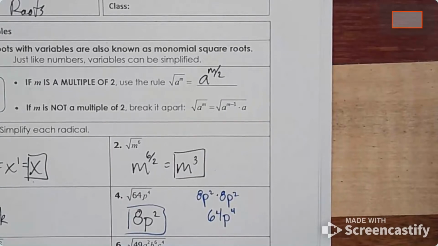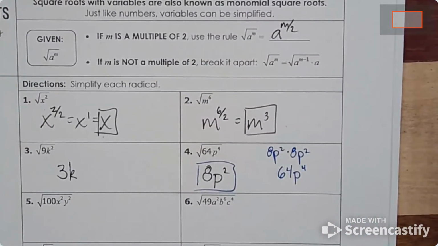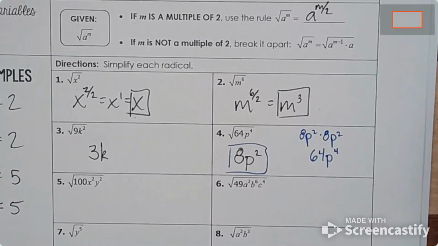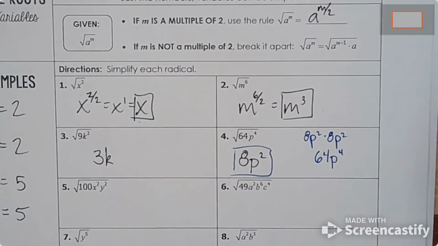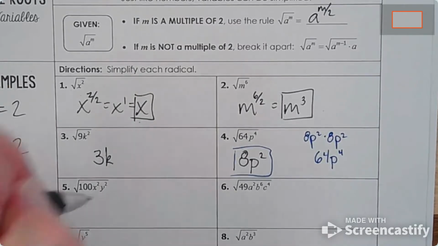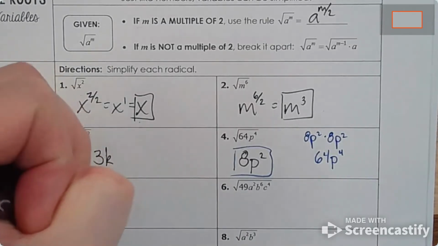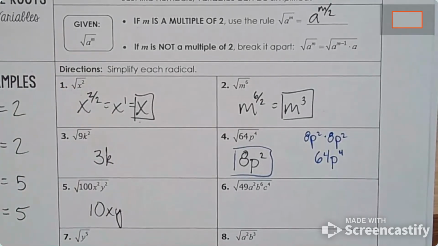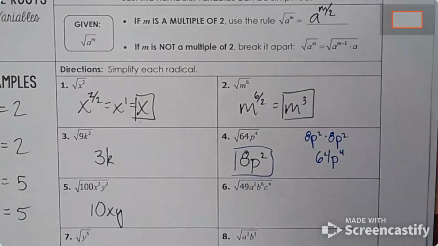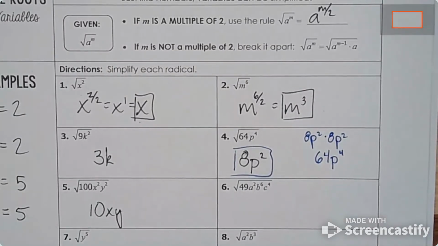All right, we've got 2 more that are like completely perfect squares. Then after that, it's going to get a little different. So number 5. Any thoughts on that one? What's the square root of 100? 10. And then what's after that? xy. Yeah. So the exponents go from 2 to 1 because you're cutting them in half, but if it's an exponent of 1, you don't need to write it. So 10xy for number 5.